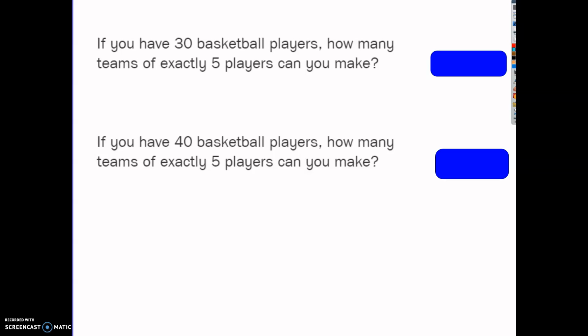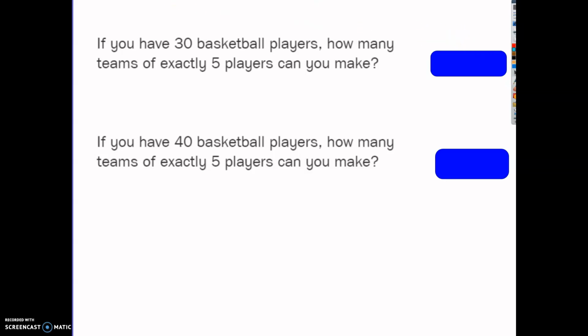If you have 30 basketball players, how many teams of exactly 5 players can you make? Remember, when in doubt, draw it out. And a second problem to work on at the same time. If you have 40 basketball players, how many teams of exactly 5 players can you make? So I want you to see what answers you can come up with for those problems, as well as seeing if you can come up with number sentences to go with them. See what you can come up with.